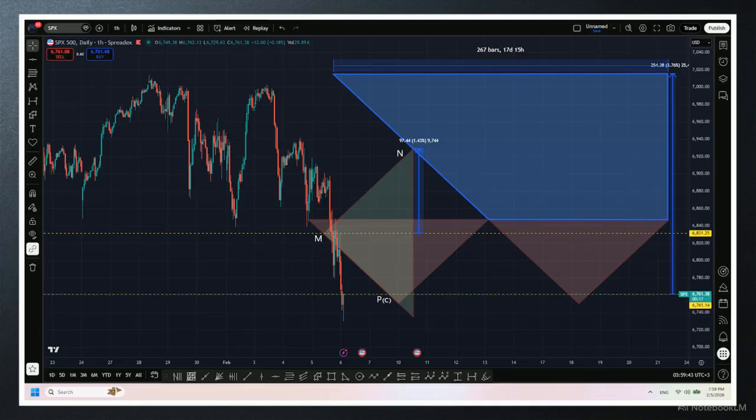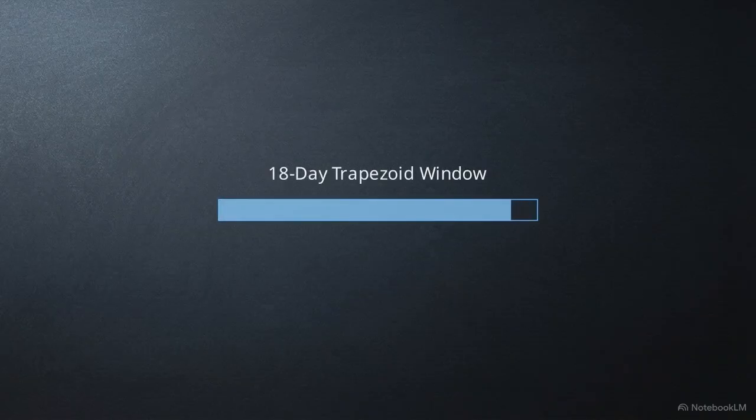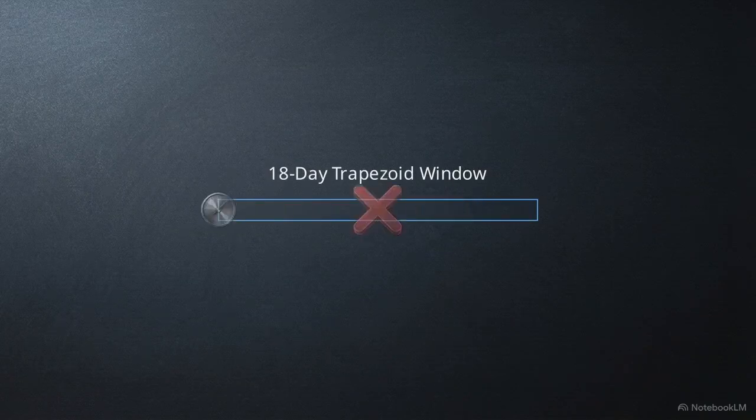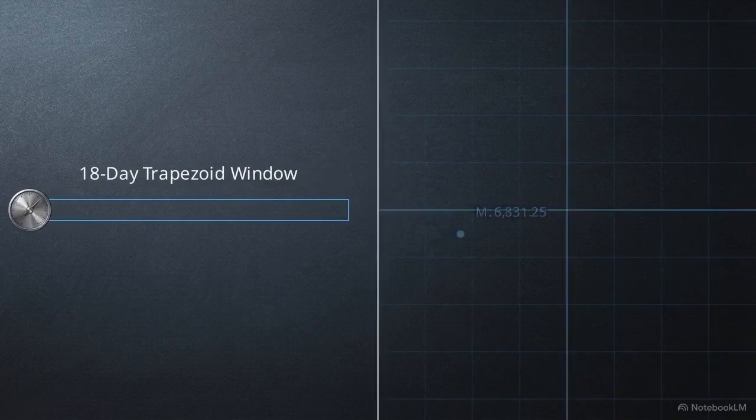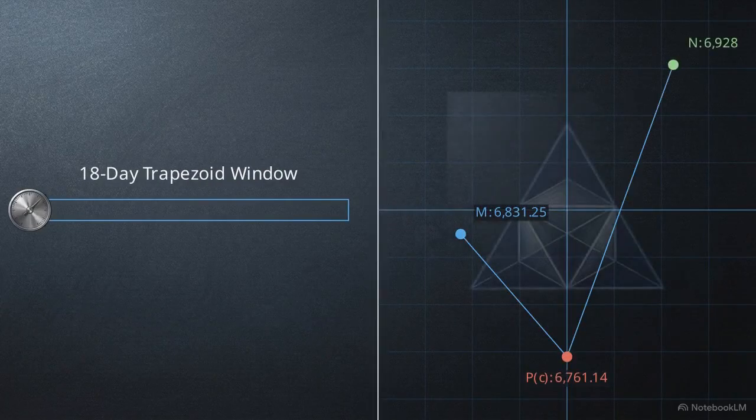For this specific cycle, the observed phase path moved from phase 1 directly to phase 3, and then back to phase 2. Phase 4 has not yet materialized. Furthermore, the 18-day initial trapezoid, the primary time window outlining this structural setup, has officially closed. Because the initial time boundary expired without final resolution, an objective visual audit is required to map the exact geometric state of the current cycle.